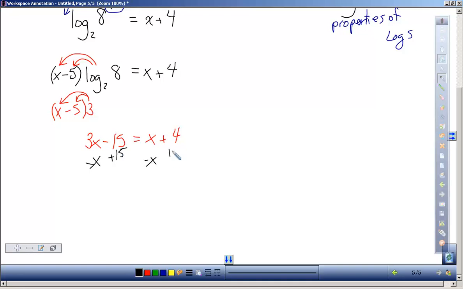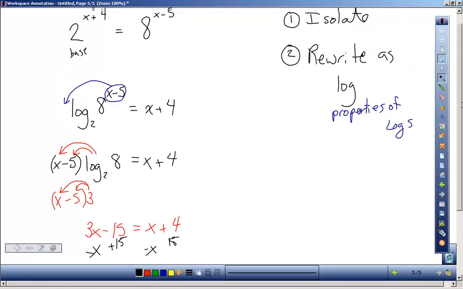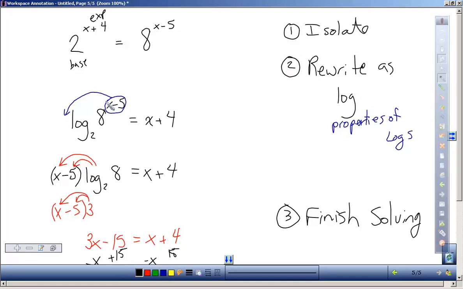So I'm going to subtract x from both sides. I'm going to add 15 to both sides. And I get 2x is equal to 19. And when I divide by 2, x is equal to 19 halves. So you still end up following that isolate, rewrite, and then finish solving. It's just that when you rewrite it, you do end up with an exponential inside of a log, and you have to move that exponent up to the front of the log.